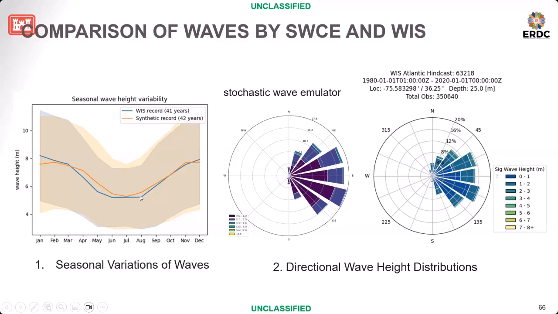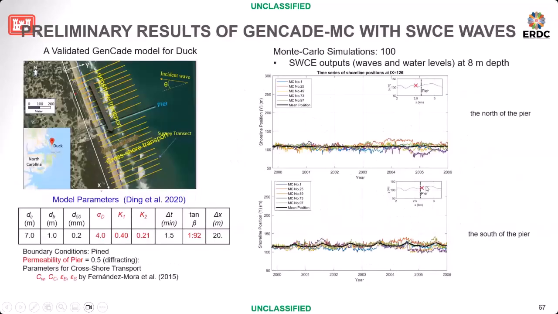So the wave samples follow very well the 40-year long-term variability of waves, not only wave energy or wave height, but also wave direction. If you look at the directional wave height distribution, you can see the statistical wave emulator results are pretty close to the 40-year statistical distribution in the WIS data. So using those data, we ran the validated model.